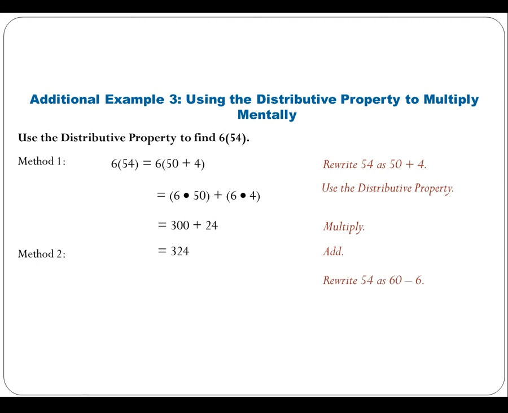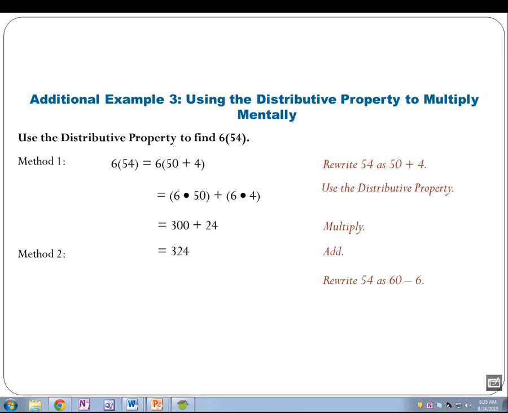Now there's also, yes, ma'am. Why did you get 324? Did I write 54 earlier? No, I have 24. The problem is 6 times 54. And we rewrote 54 as being 50 plus 4. Then we distributed the 6. 6 times 50 went here. 6 times 4 went here.